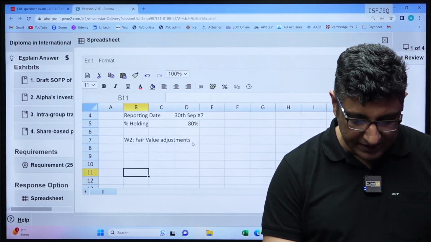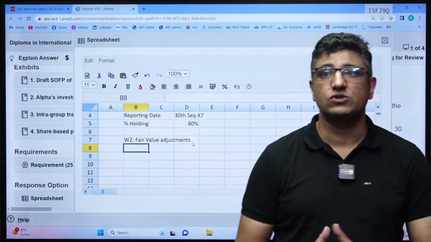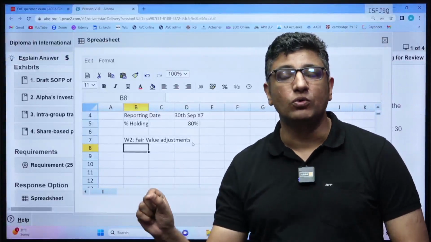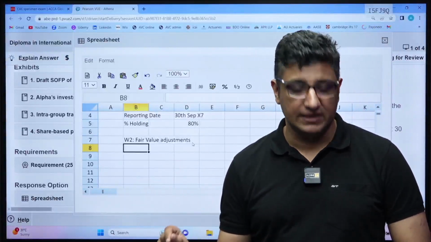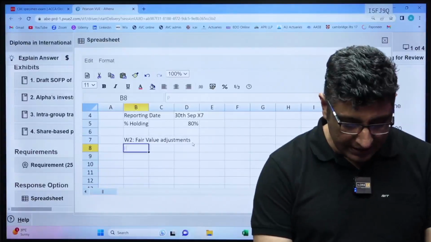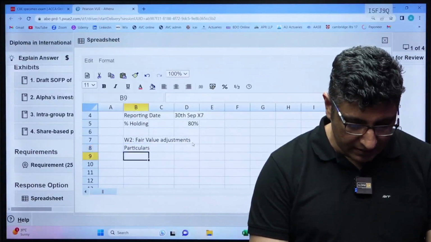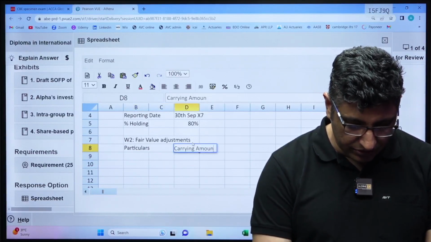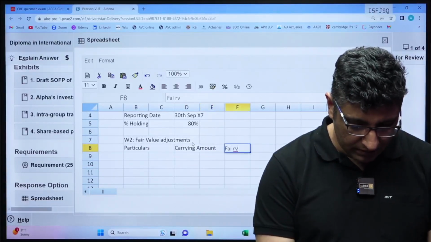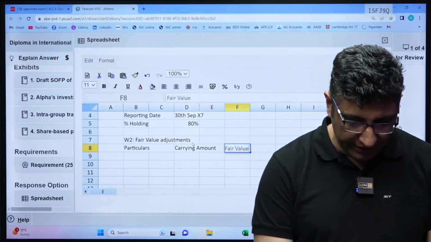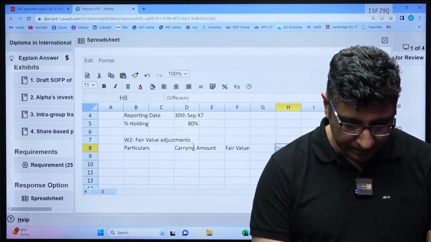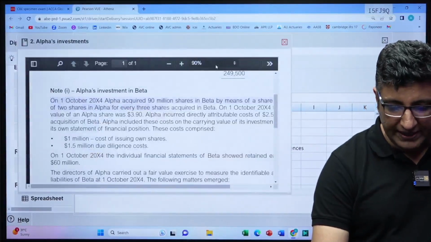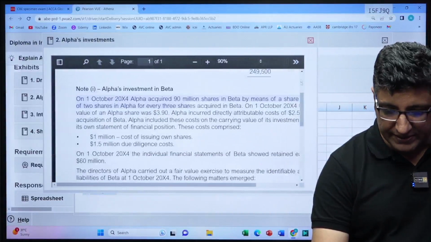fair value adjustments. And the reason I'm spending a couple of minutes talking about these adjustments in particular is to know what all we can do as far as performing calculations are concerned. So if I say fair value adjustments, let's say I'm looking at particulars, carrying amount, fair value, differences.